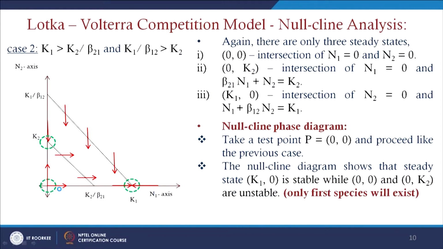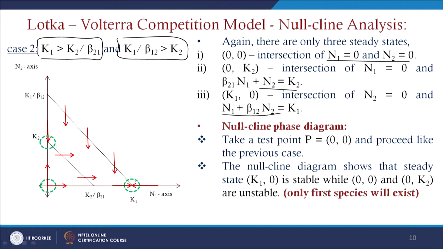Now for the second case, when k1 is larger than k2 by beta 2 1 and k1 by beta 1 2 is greater than k2, we can plot these lines. First, 0 0 is the intersection of the n1 and n2 axes, and 0 k2 is this line here. This is the intersection of n1 equals 0 and the second line, beta 2 1 n1 plus n2 equals k2. If n1 equals 0, obviously k2 equals n2 there. And the third point is k1 0, which is the intersection with n2 equals 0. If n2 equals 0, we have n1 equals k1.